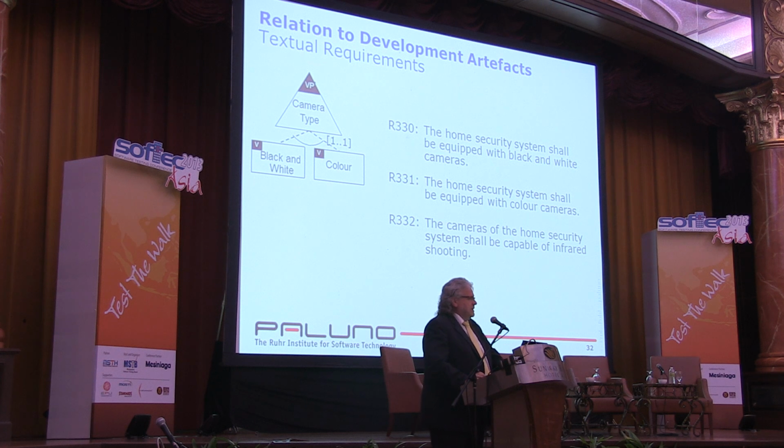On the right-hand side, you see the requirements. 330: the home security system shall be equipped with black and white cameras. The security system shall be equipped with color cameras. The cameras of the home security system shall be capable of infrared shooting. And on the left-hand side is what the people have defined independently as variability, namely camera type can vary: black and white, and color. And now you relate this variation, the black and white and the color, to the requirements where this is specified. You might have to refine the requirements.